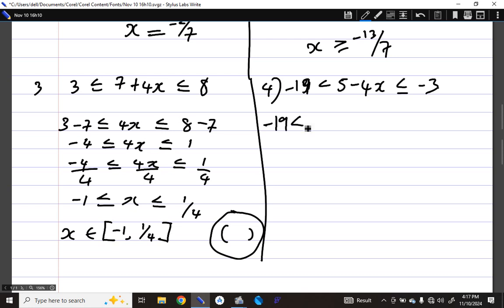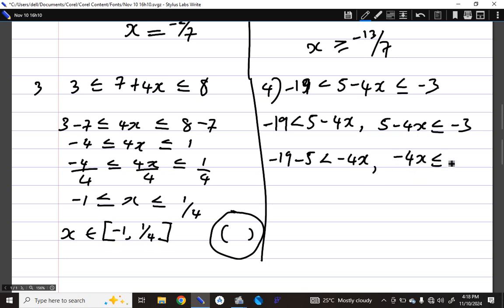We have minus 19 is less than 5 minus 4x, and we now have that the same 5 minus 4x is less than or equal to minus 3. So I'm going to have that minus 19 minus 5 is less than minus 4x, and minus 4x is less than or equal to minus 3 minus 5. So here I'm having minus 24 is less than minus 4x, then minus 4x is less than or equal to minus 8.